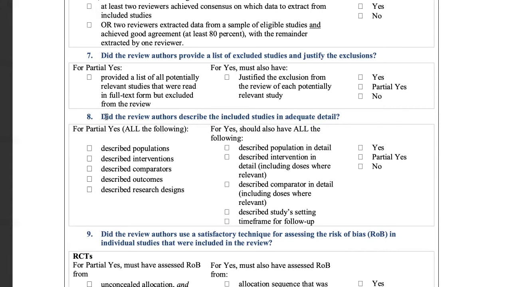And for no, which is more common to see, the authors don't even provide us with the list of excluded studies.